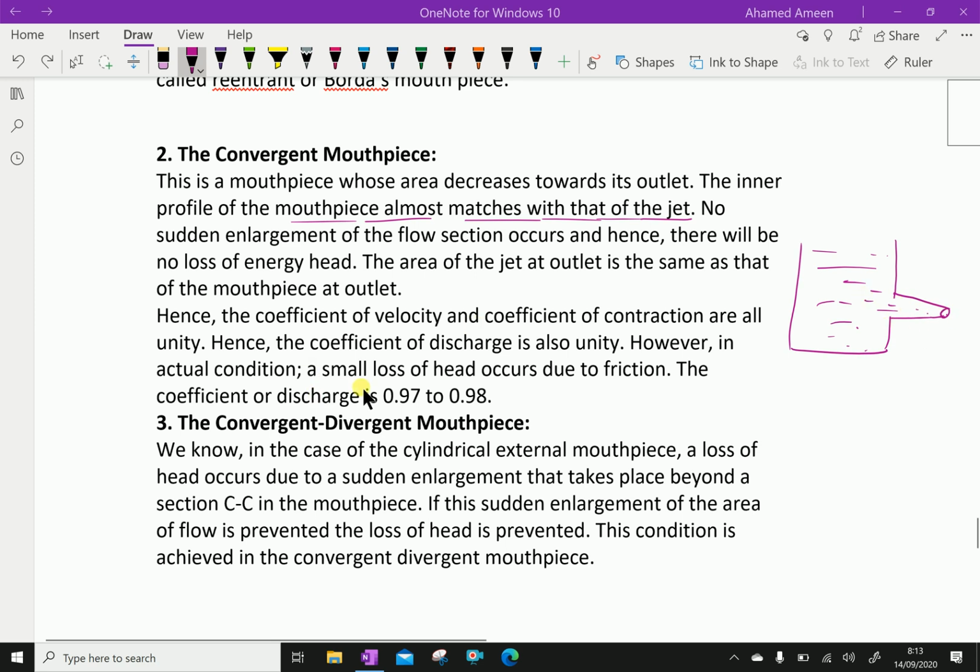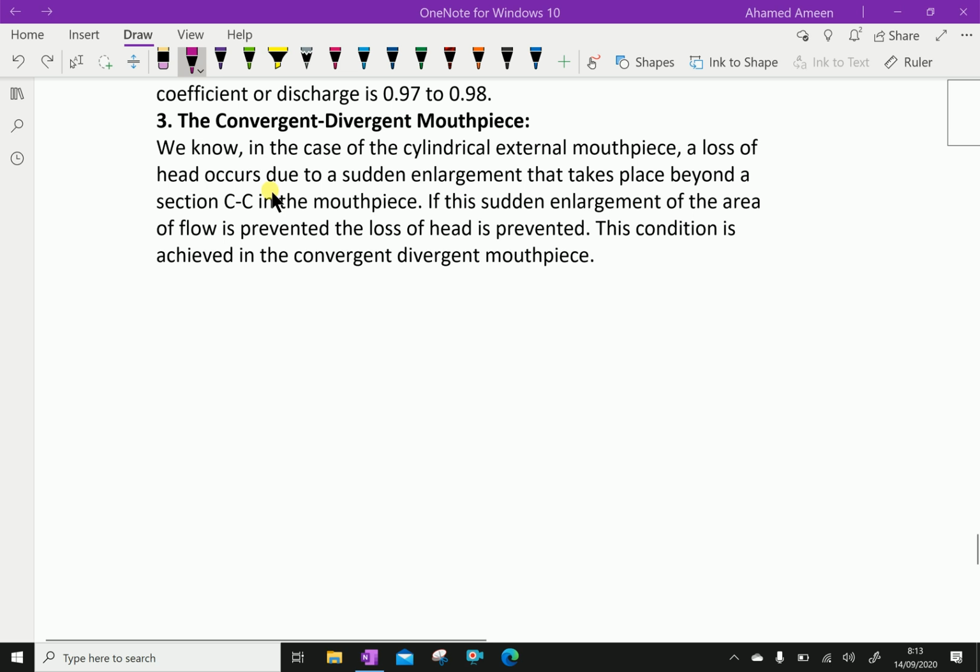Due to that, the coefficient of discharge is mostly unity. That means the total coefficient of discharge is increased. Only the head loss due to frictional losses is considered. Therefore, the coefficient of discharge in a convergent mouthpiece is nearly 0.97 to 0.98. Next, convergent divergent mouthpieces.